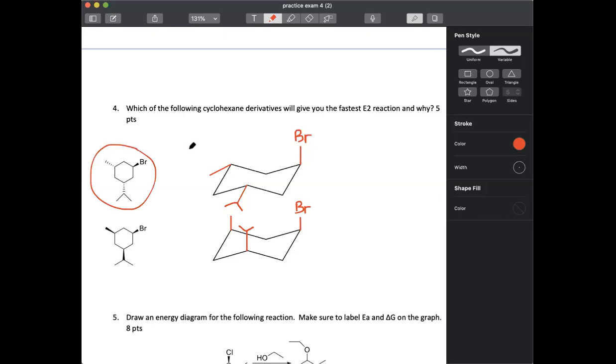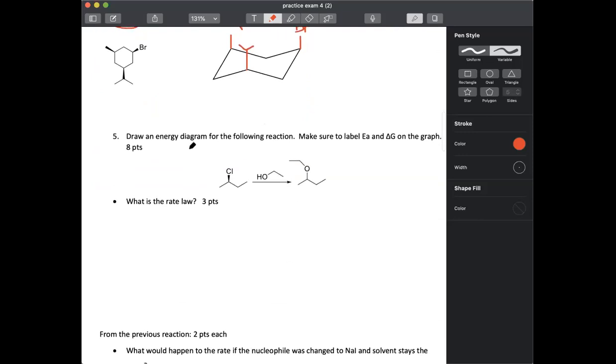Okay, so that's all you do. You put the leaving group on there in the axial position, and then put everything else on there. Identify the lowest energy conformer. That's going to react faster via E2, right? Questions? Cool. All right. Next one.